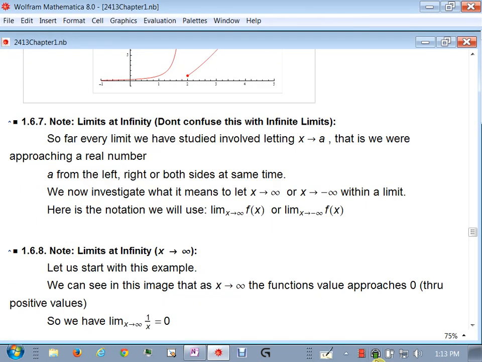Okay, limits at infinity. Don't confuse this with infinite limits. All right, so far, in every limit we've always looked at, we've always let x go to a number, right? Like x goes to 2, x goes to 0, x goes to 5. Now what we're going to do is these things called limits at infinity, meaning we're going to look at what happens when you let that x go to infinity or x go to negative infinity. So here's the notation we use. X goes to infinity or x goes to negative infinity.